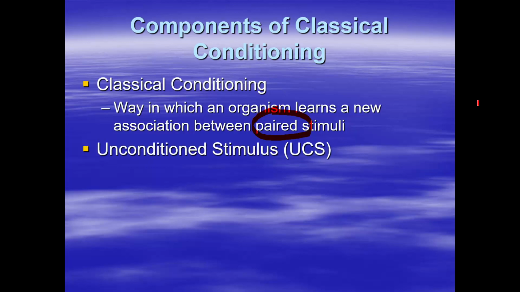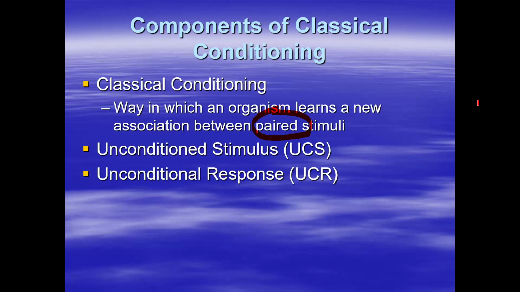First component is called the unconditioned stimulus, or the UCS. The way I want you to think of unconditioned is unlearned. So an unconditioned stimulus is any stimuli that ordinarily or automatically elicits what we call an unconditioned response. In other words, what we're saying is that this naturally leads to this. The UCS naturally leads to the UCR.